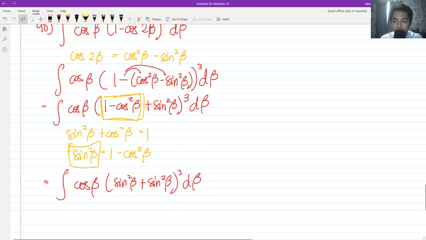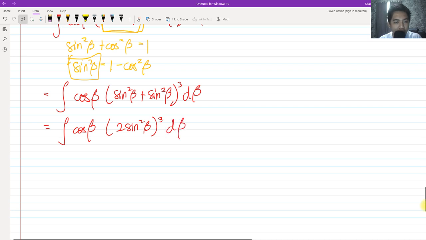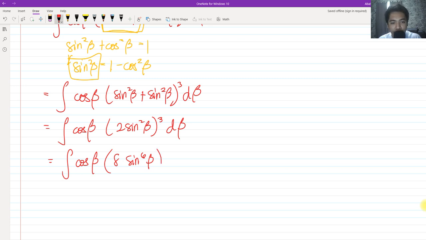We can add these because it's really the same, just like adding x plus x. So this becomes 2 sine squared beta, d beta. Now we try to cube that. So this becomes 2 cubed, which is 8, and sine squared beta cubed would be sine raised to 6, because if we are raising a power, we multiply the exponent. So d beta. Now it's easier. I can factor out 8 outside of the integral. You have cosine of beta, sine raised to 6 of beta, d beta.